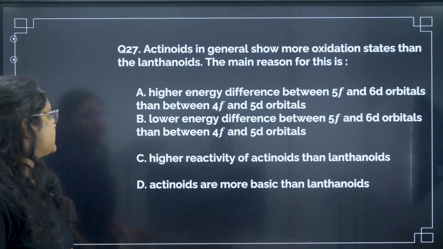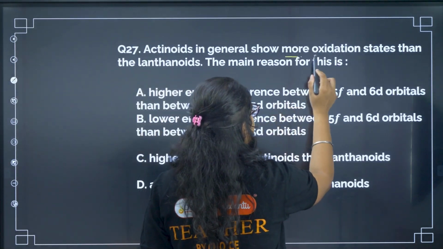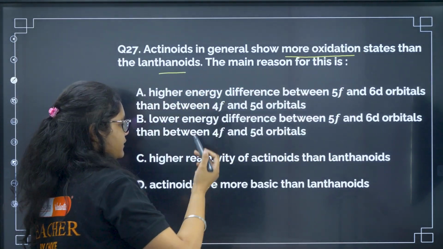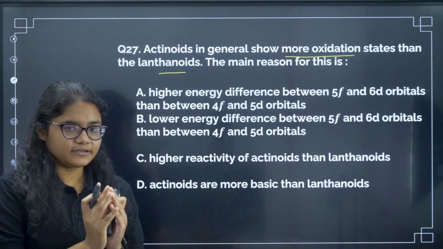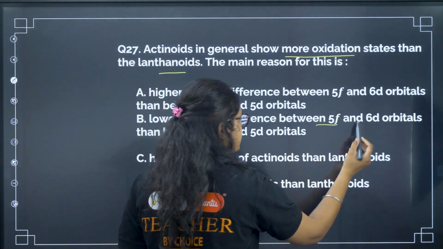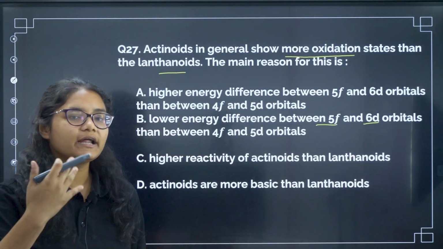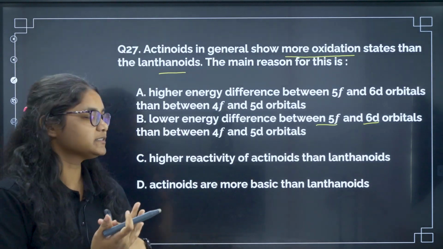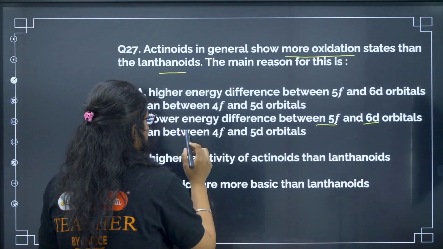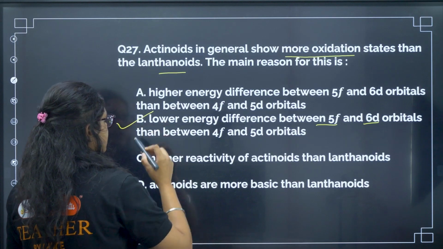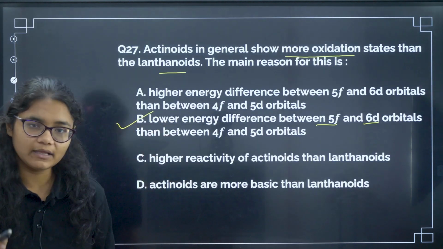Okay. Next question. Actinoids in general show more oxidation states than lanthanoids. This is because of less energy difference between the 5f orbitals and 6d orbitals. More electrons can participate in the bond formation. That is why we get this variable oxidation state. So the correct answer for this question is option number B.